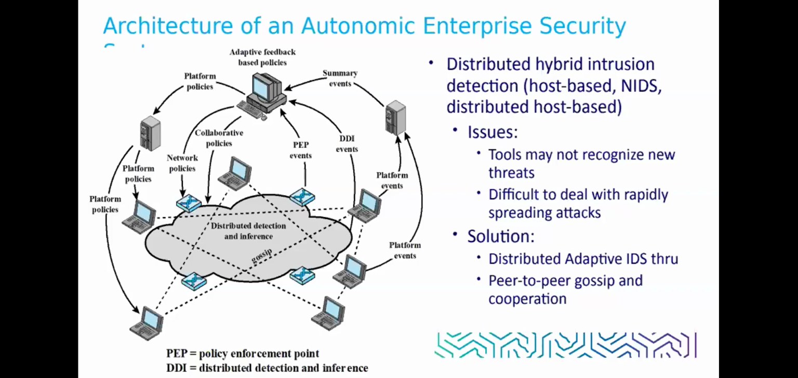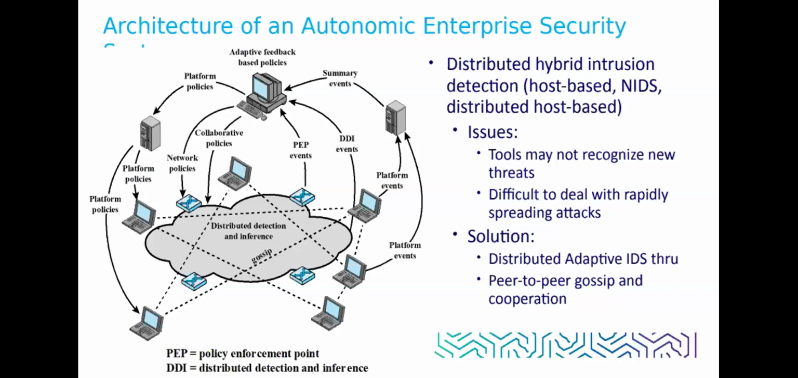So an autonomic enterprise security system is a self-managing security architecture in which the multiple security components automatically monitor, share the information, and coordinate the responses to the cyber threat with minimal human intervention.